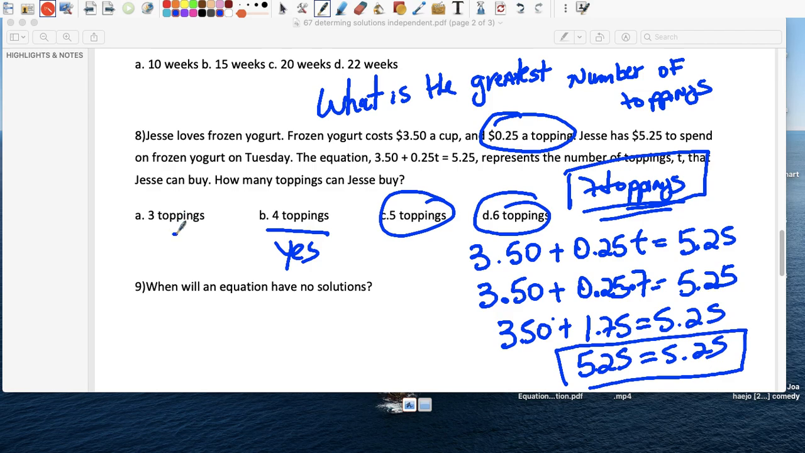Right? So we can. Seven toppings, the maximum number of toppings she can get on the ice cream. Can she get three? Yes. Sobra dinero? Yes. Can she get four toppings? Yes. Will she have leftover money? Yes. Five toppings? Yes. Leftover money? Sobra dinero? Sí. Six toppings? Yes, she can do it. Sobra dinero? Yes. Seven toppings? Yes, she can do it. Does she get any money left over? Sobra dinero? No. Gasta todo. She uses everything. Exactly.